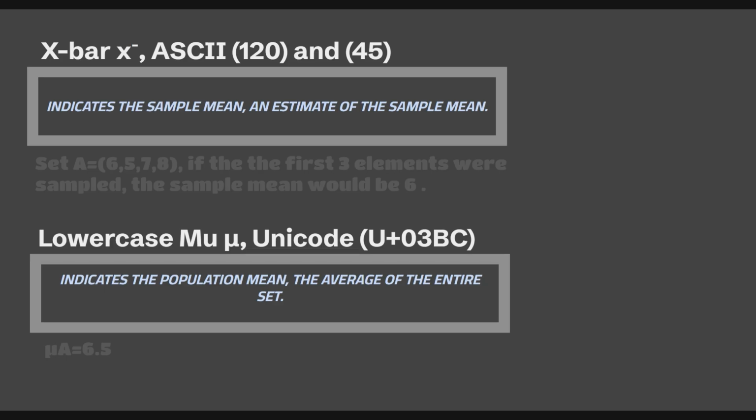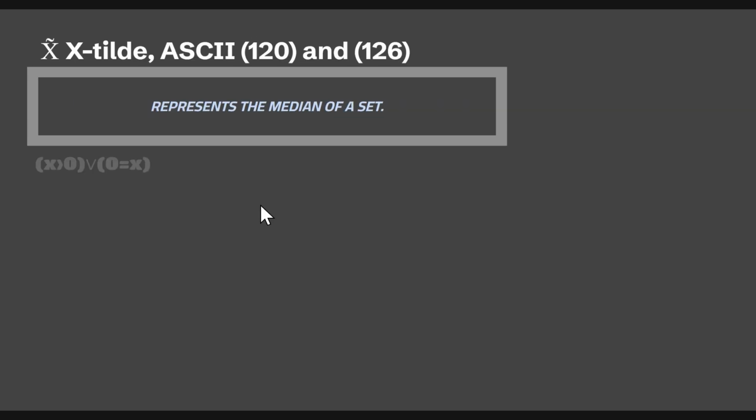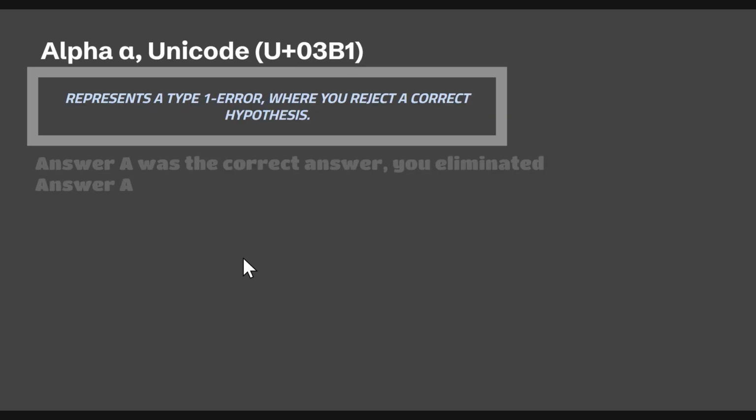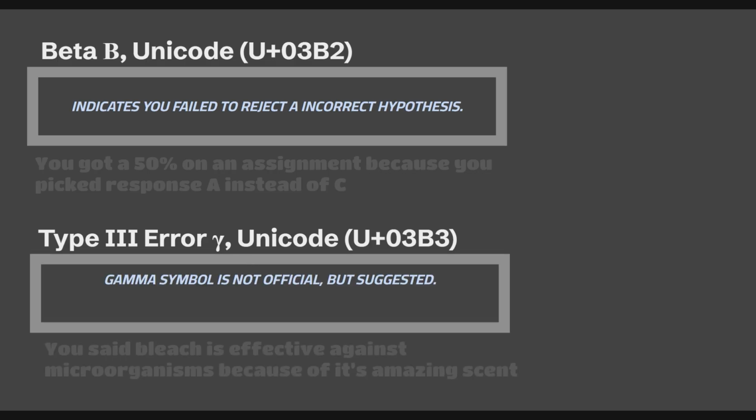Lowercase mu denotes the population mean, the average of the entire set, unlike the sample mean, which only collects a small portion. X tilde denotes the median of the set, where all numbers in the set are ordered from least to greatest, and the center item is the median. Alpha denotes a type 1 error where you reject a correct hypothesis. Uppercase beta indicates you failed to reject an incorrect hypothesis.